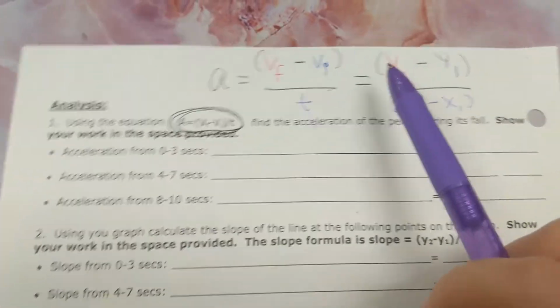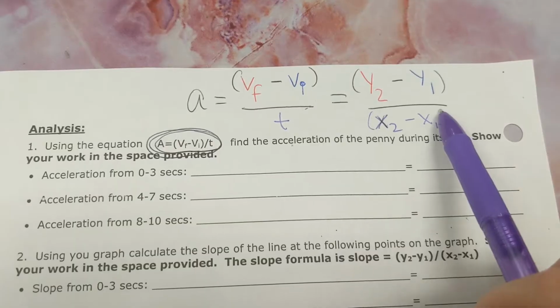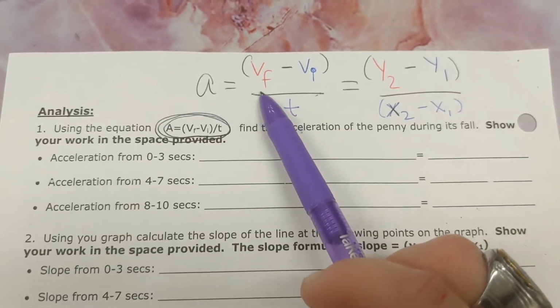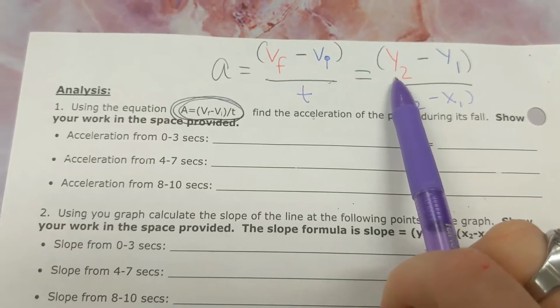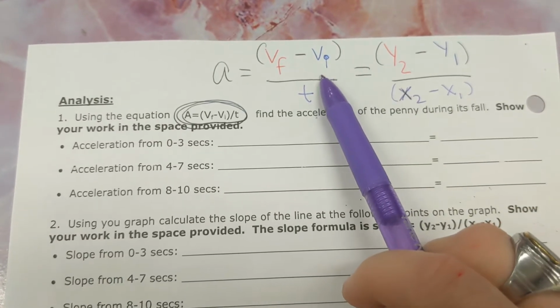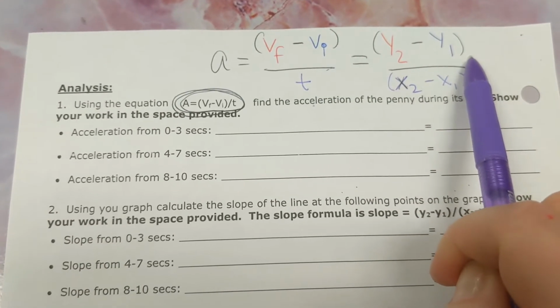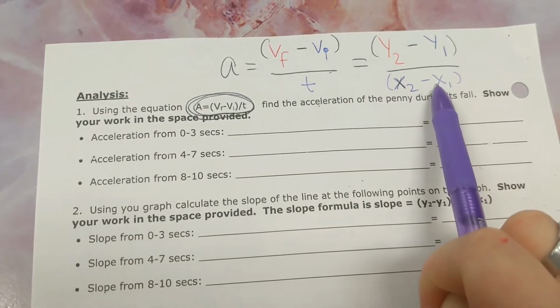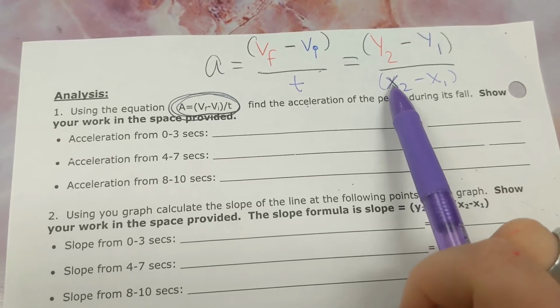So I tried to put the slope formula next to the acceleration formula to show you that it is the same thing. The final speed is like your y2 coordinate, and your initial speed is your y1 coordinate. And then you take away your initial time from your final time.